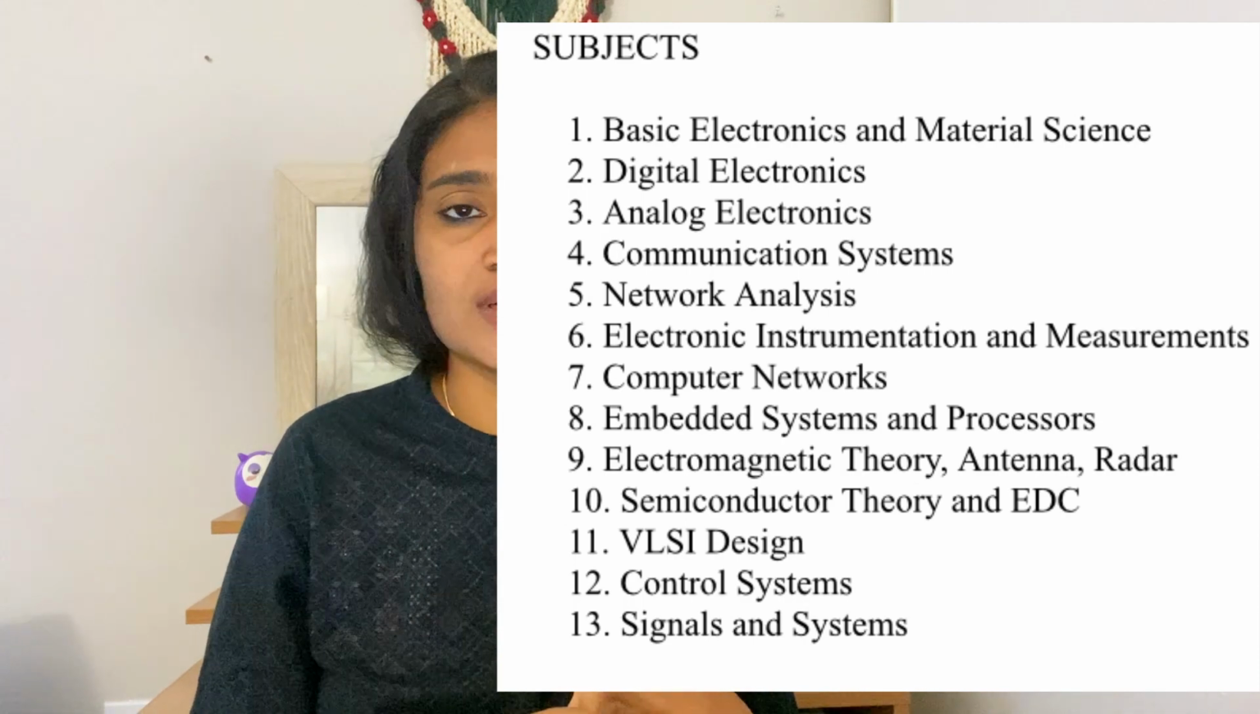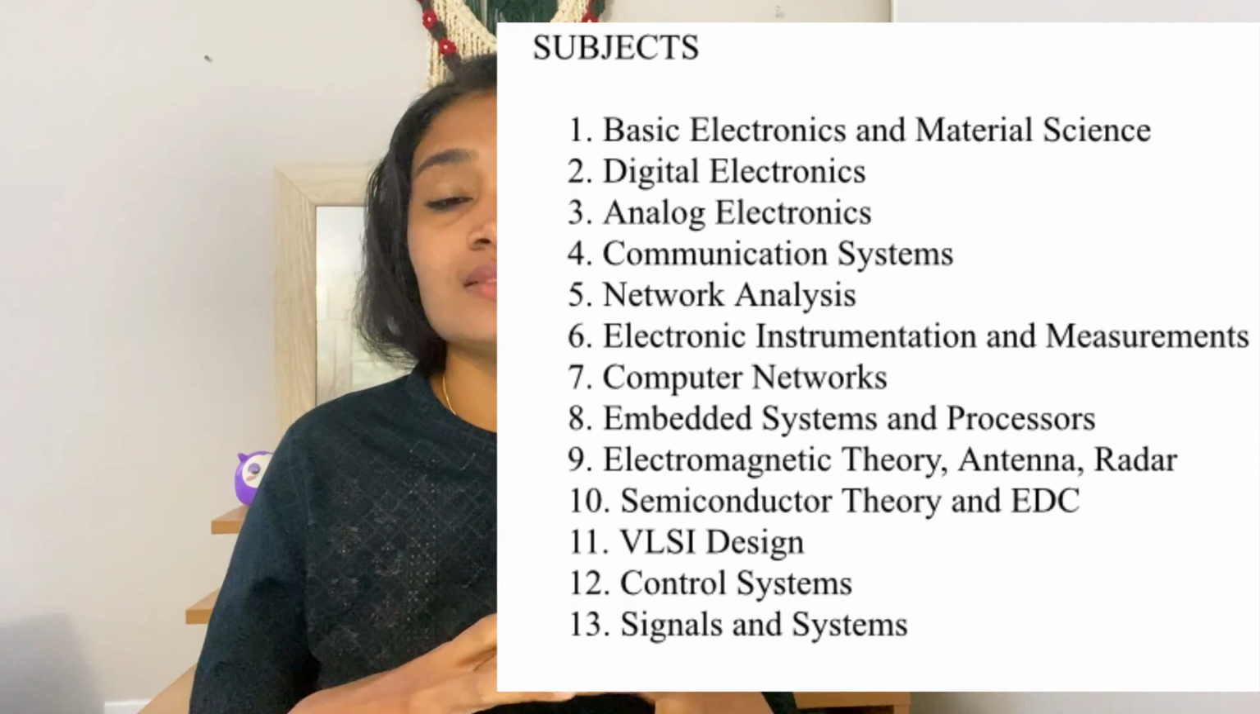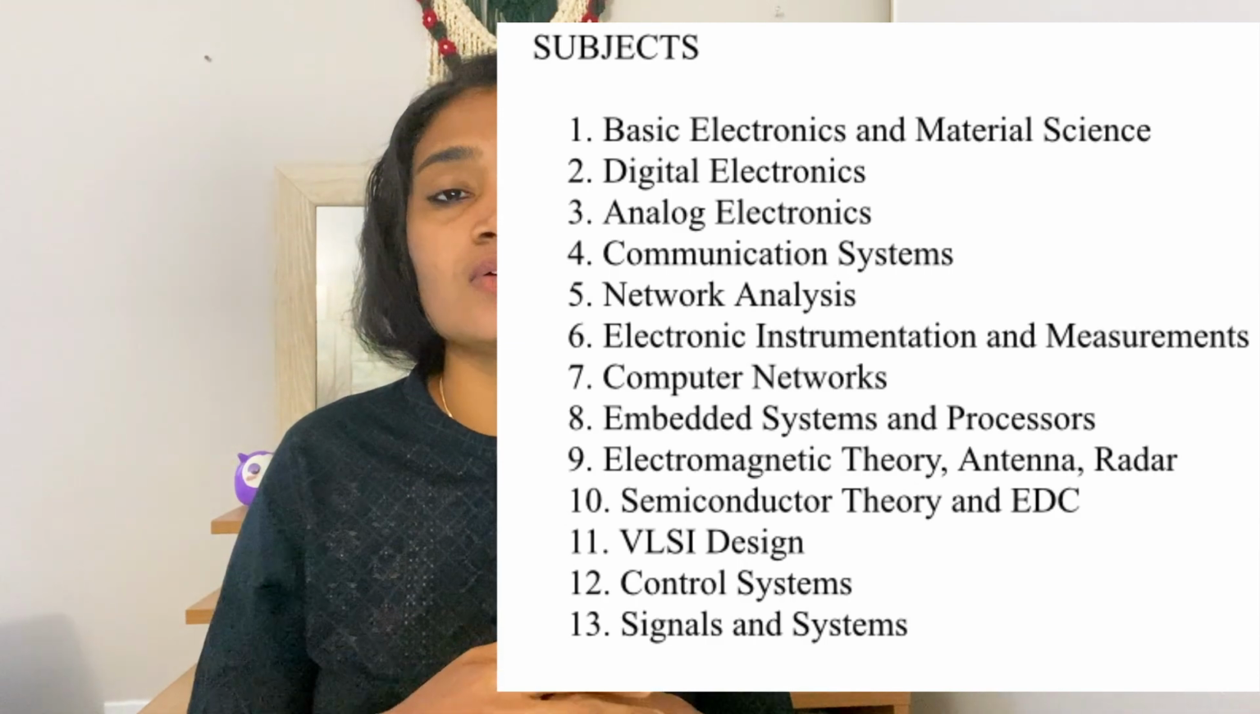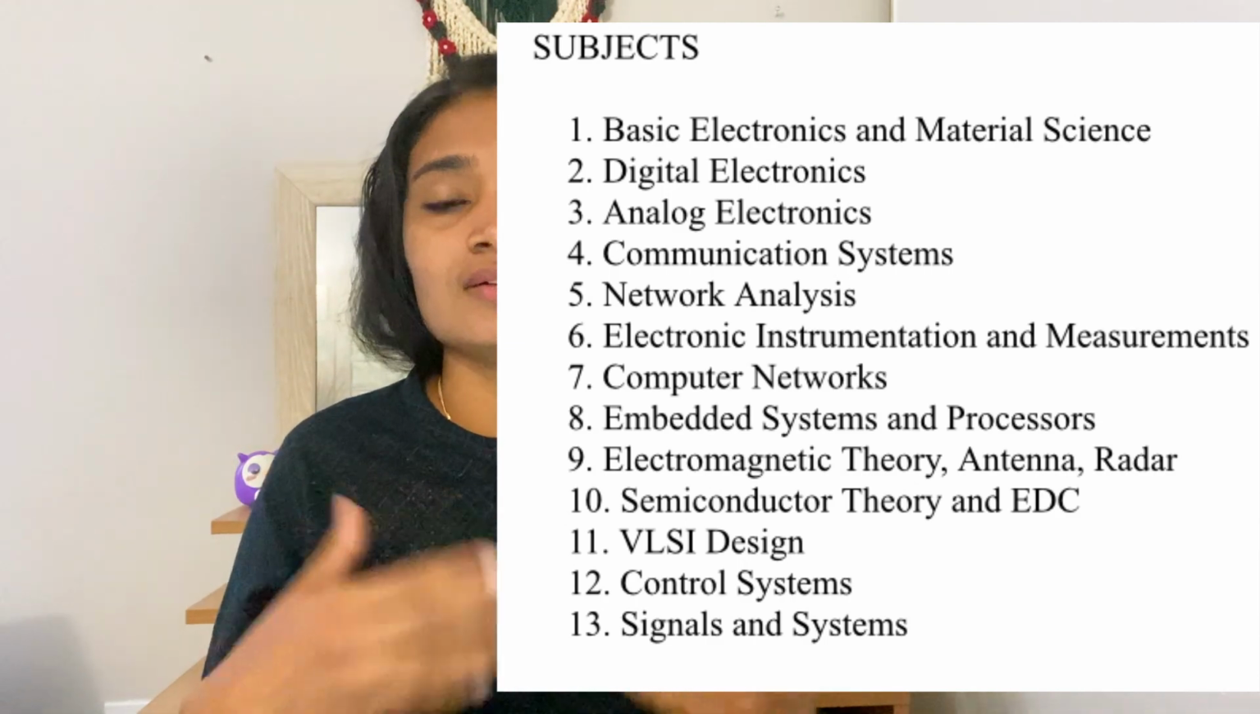Second one is Digital Electronics. Again, a very, very important subject. Third is Analog Electronics or Analog Integrated Circuits. In different years, they will change the name of this subject, and for different universities the subject name is not the same. Anyhow, it is Analog Electronics. Then Communication Systems. It includes both analog communication and digital communication. Then Network Analysis, a very, very important subject. Electronic Instrumentation and Measurement, Computer Networks, Embedded Systems and Processors, Electromagnetic Theory, Antenna and Radar.